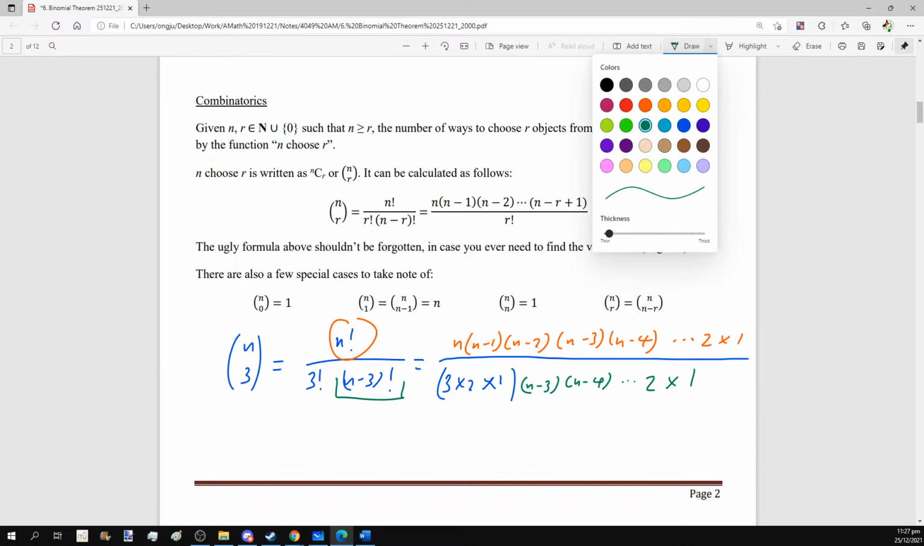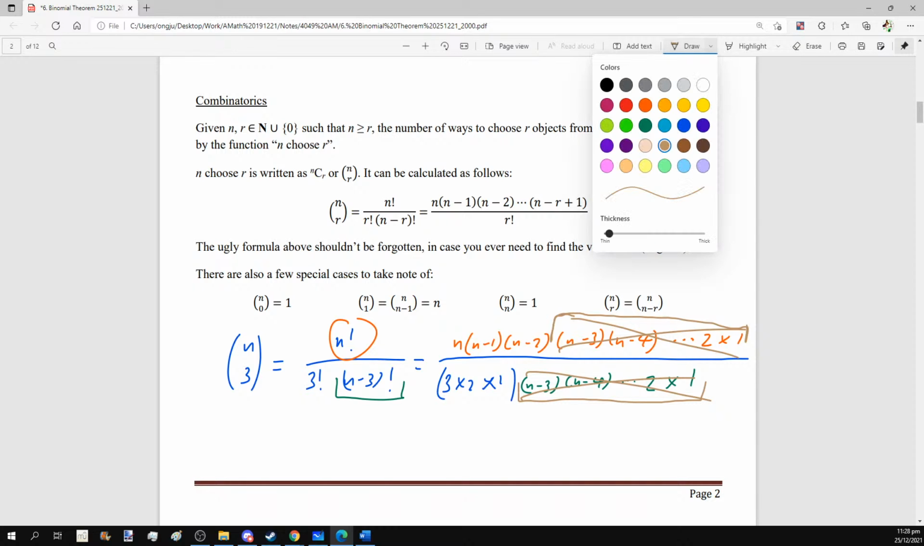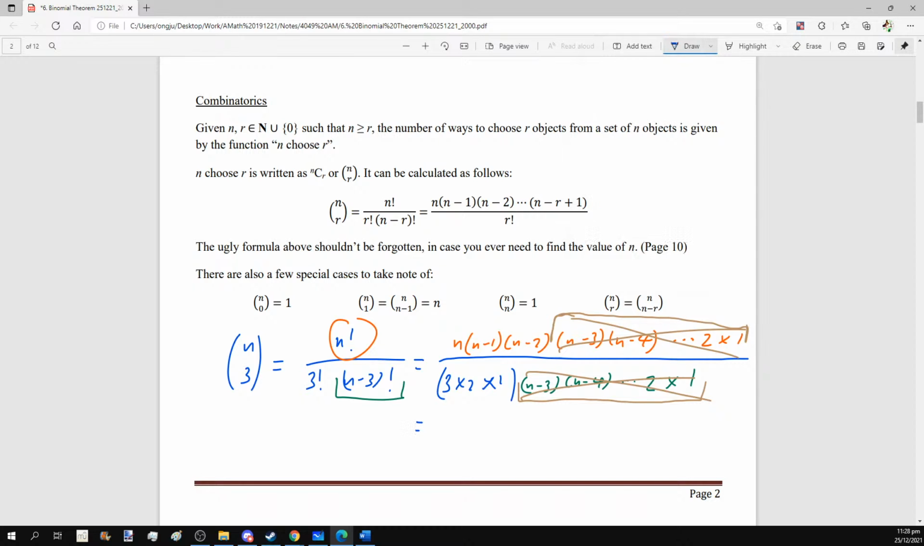So what we will realize is that this portion here actually repeats itself, allowing us to cancel away all these extra terms, from which we will go on to get n times n minus 1 times n minus 2 over 3 times 2 times 1. And indeed, over here, n choose r, right? If we compare this and that, the main point will be that r equals 3. And we see that the denominator here will be 3 factorial as desired.